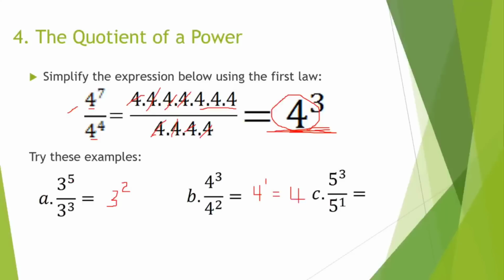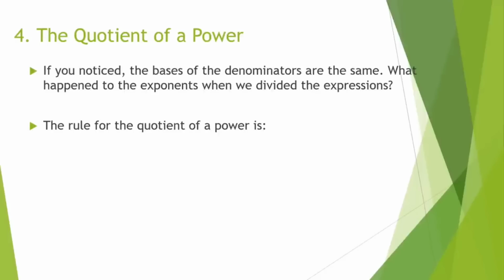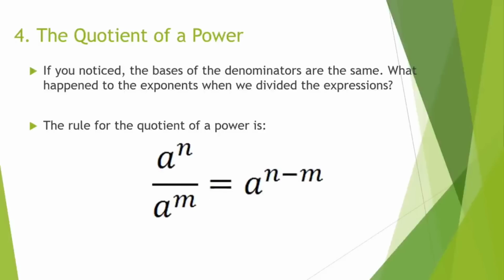And how about example C? Of course, that is 5. And then 3 minus 1 is equal to 2. So the final answer for C is 5 squared. Okay, so those are the answers. And let's continue. Here is our general rule. If we are given a raised to n over a raised to m, we simply subtract our exponents.